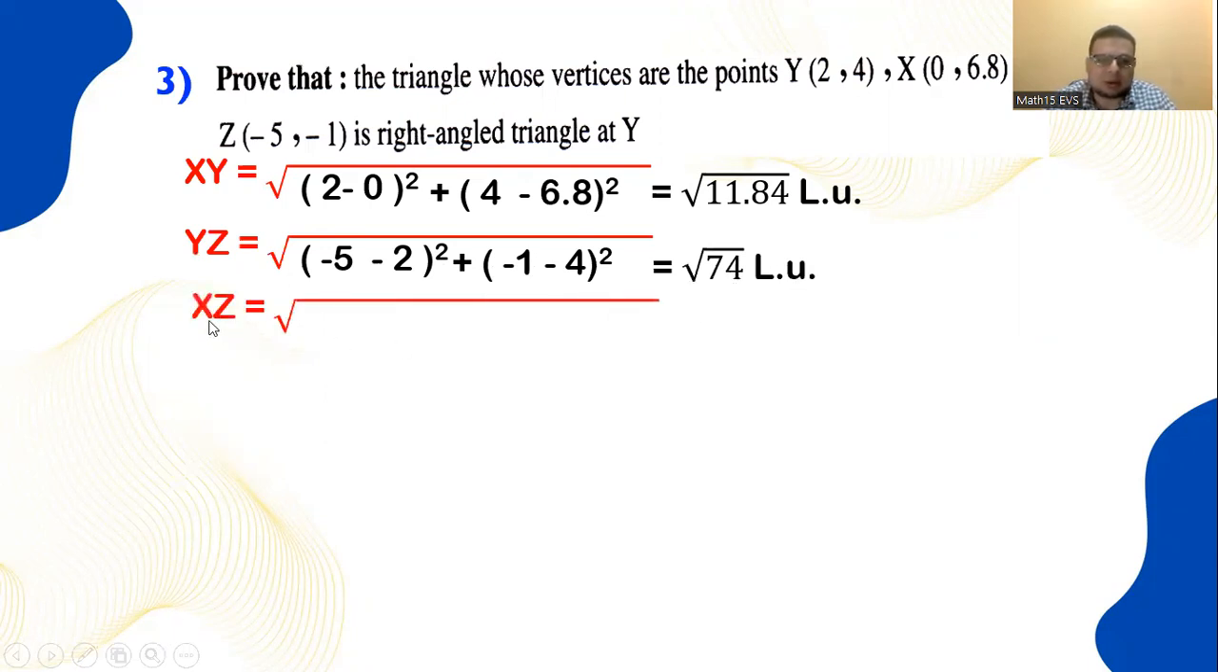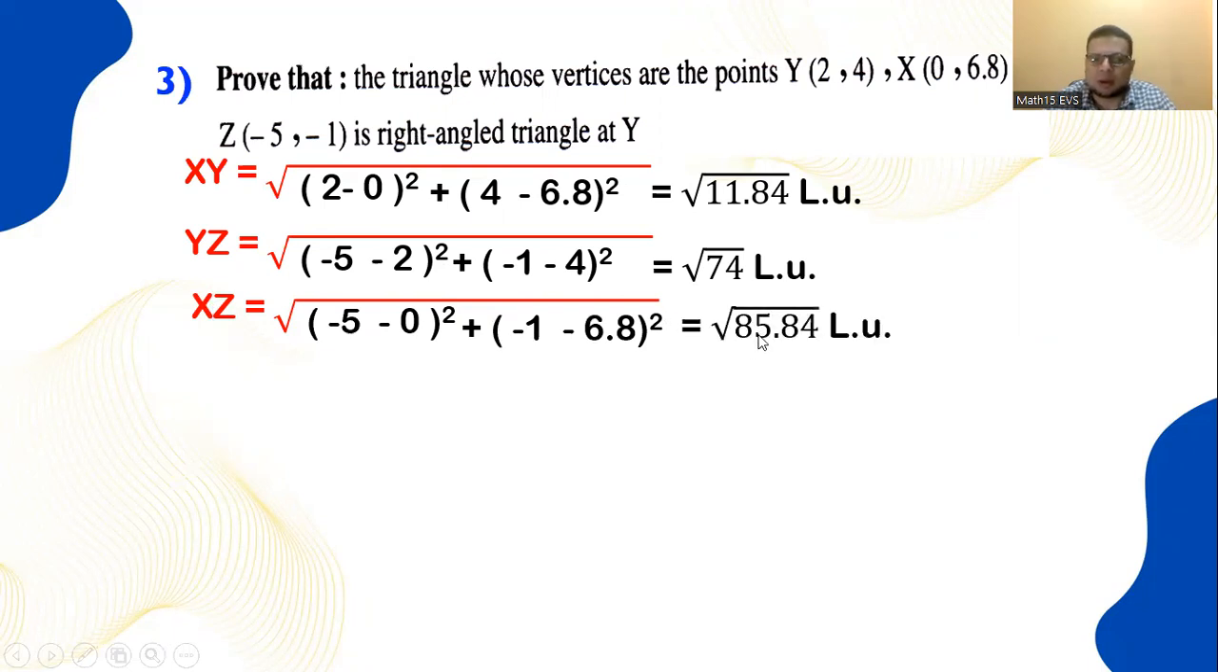And the side XZ, by the same way, the point X with Z, (x minus x) power 2 plus (y minus y) power 2 between them, you will get the distance is root 85.84 length unit. Yes, to prove it is right at Y, you will prove the Pythagorean theorem: the greatest side power 2 equals the sum of the squares of the other two sides, that's right at Y.